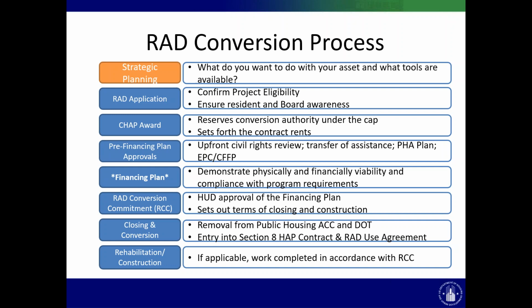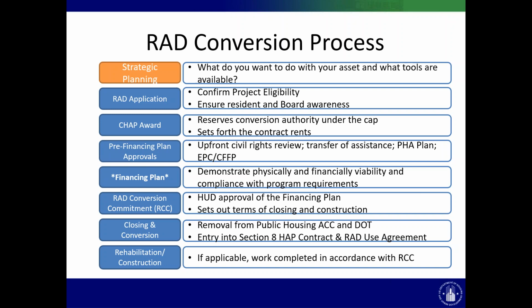If there is space under the statutory cap, which is now 455,000 units, HUD issues a CHAP, which reserves authority under the cap for that PHA, and it also sets forth what the contract rents will be. This is important because this is then the document PHAs use when they're talking with lenders and investors who will underwrite the deals.